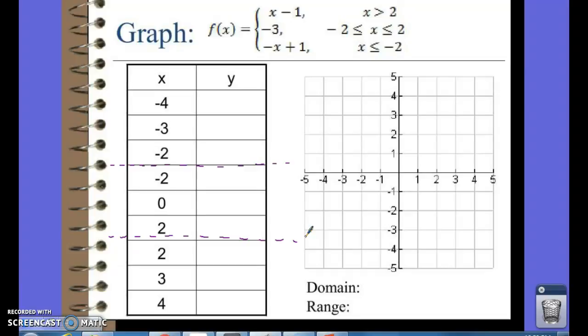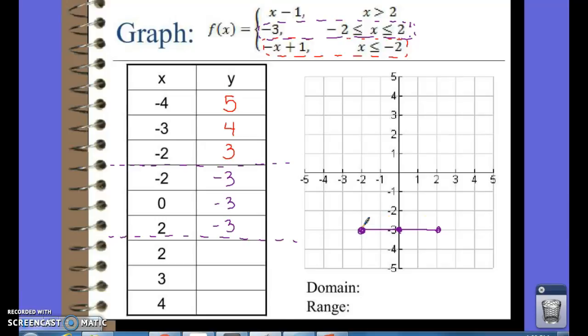So I have to go back up here and ask myself, if x is negative 4, negative 3, and negative 2, which equation allows for my x's to be less than or equal to the negative 2? And that's going to be this function here. So I'm going to plug into that function. Ask myself, which function goes from negative 2 to positive 2? Well, that's the middle function. So this is a horizontal line. Therefore, all of my points are at negative 3.